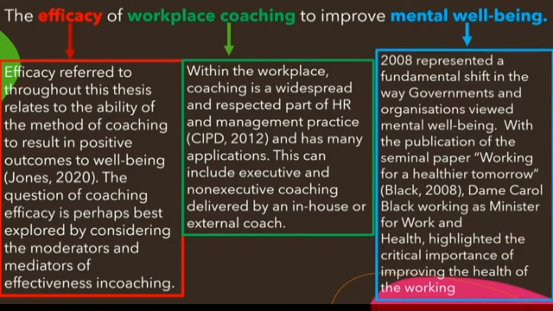Mental well-being is a broad term, is a vast term. What does he mean by this? He needs to define what mental well-being means in the context of his dissertation. He also shows how mental well-being relates to workplace coaching. Notice that all the background information that he provides is from the literature.